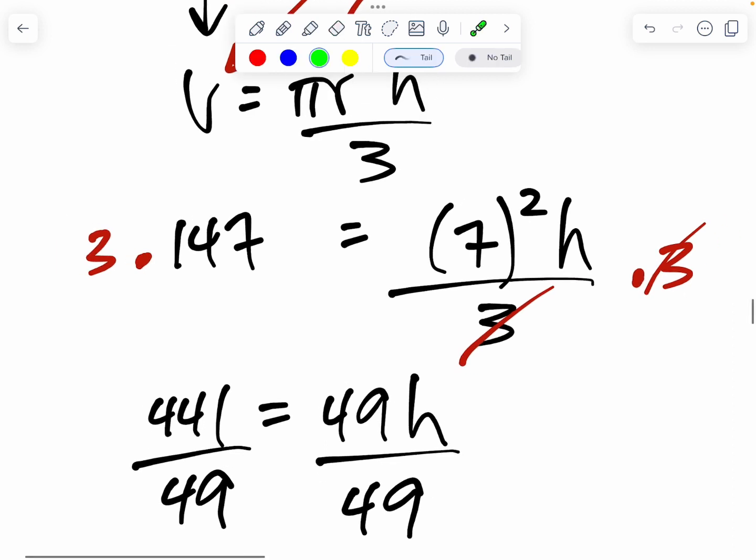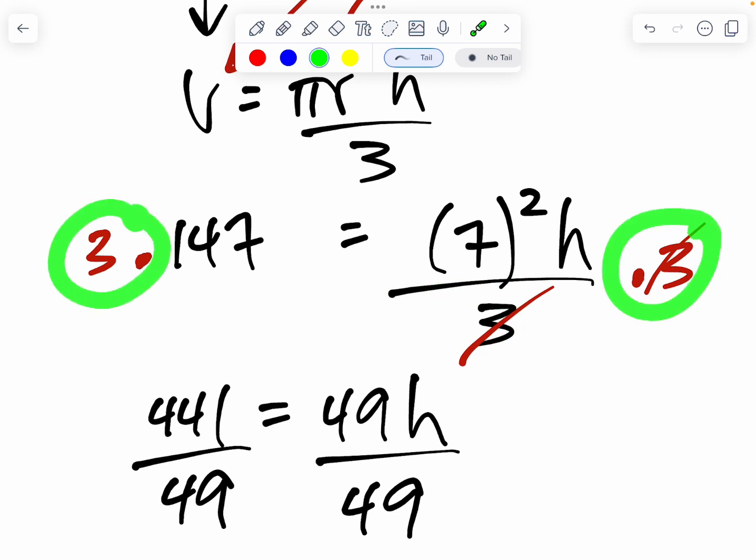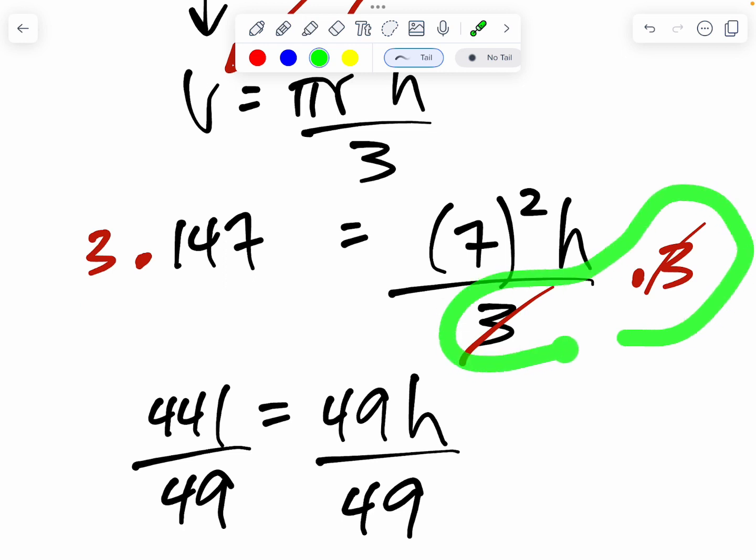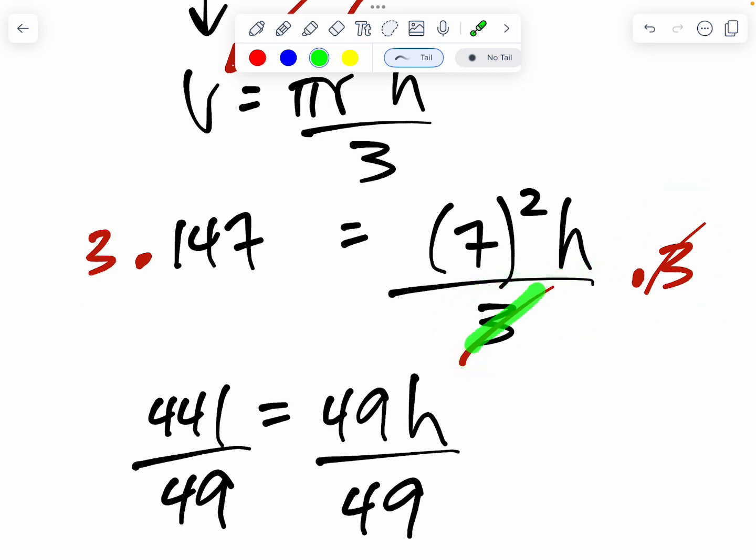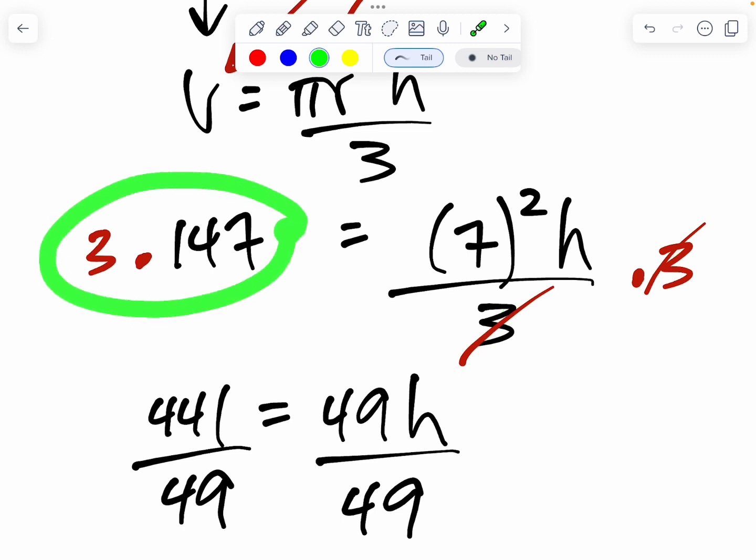And how do I get rid of divided by 3? The opposite of divide by 3 is times 3. I'm going to do that on both sides. And what happens over here, divide 3 times 3, those cancel. I crossed those out. Right here it doesn't cancel. You actually have to multiply that in your calculator. 3 times 147 gives you 441.